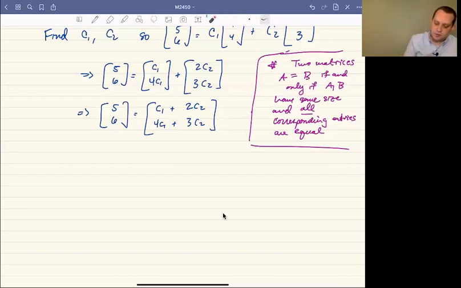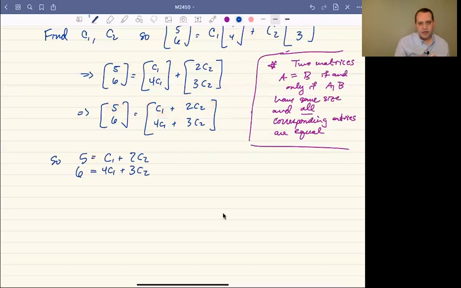So in our case, we know that 5 has to be equal to C1 plus 2C2, and 6 has to be equal to 4C1 plus 3C2. And then how could we find these constants C1 and C2? Well, this is exactly what we did in the previous videos in chapter 1. We solved systems of equations.